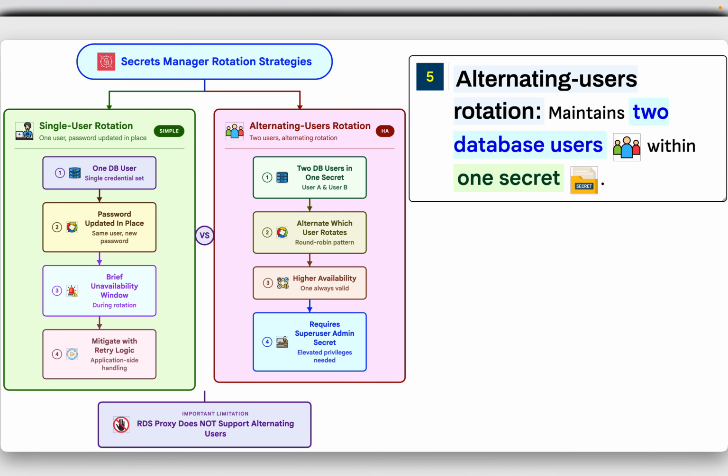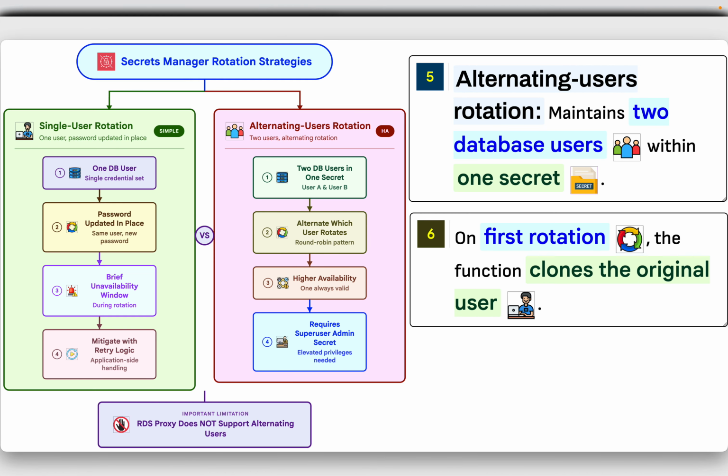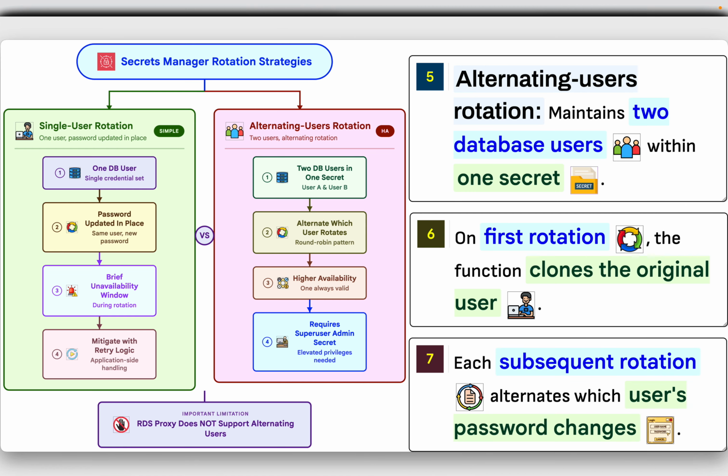Next strategy is alternating users rotation. This maintains two database users within one secret. So I'm talking about the database having a one-user or two-user strategy. The next one is alternating user, where two users are involved. On first rotation, the function clones the original user. Each subsequent rotation alternates which user's password changes.